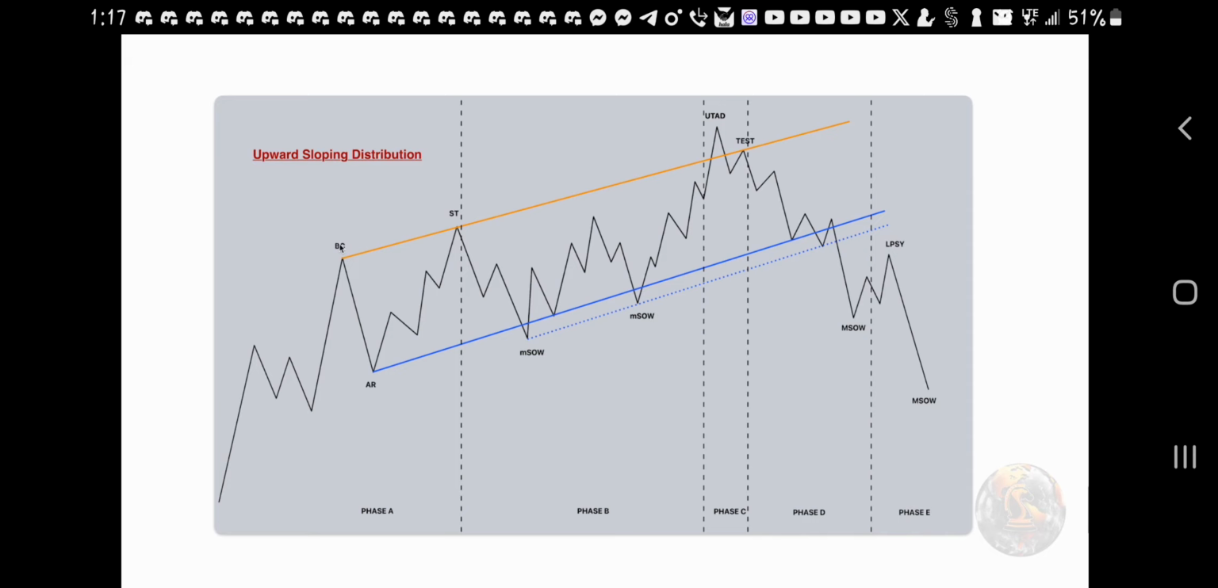Same principle, your buying climax, your automatic reaction, your ST, and then you have a minor show of weakness. This is important. Now, this doesn't become clear until phase C, and that's the point. Remember, we don't trade in phase B, but after price forms through here and goes up for a UTAD, once it makes this high and comes back inside, you should have a line drawn across your buying climax and ST for a nice channel.